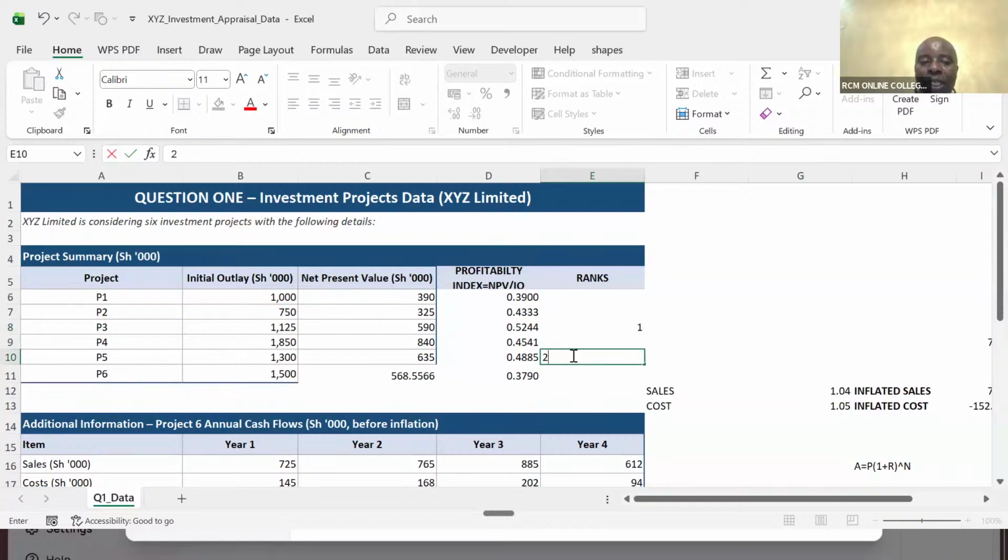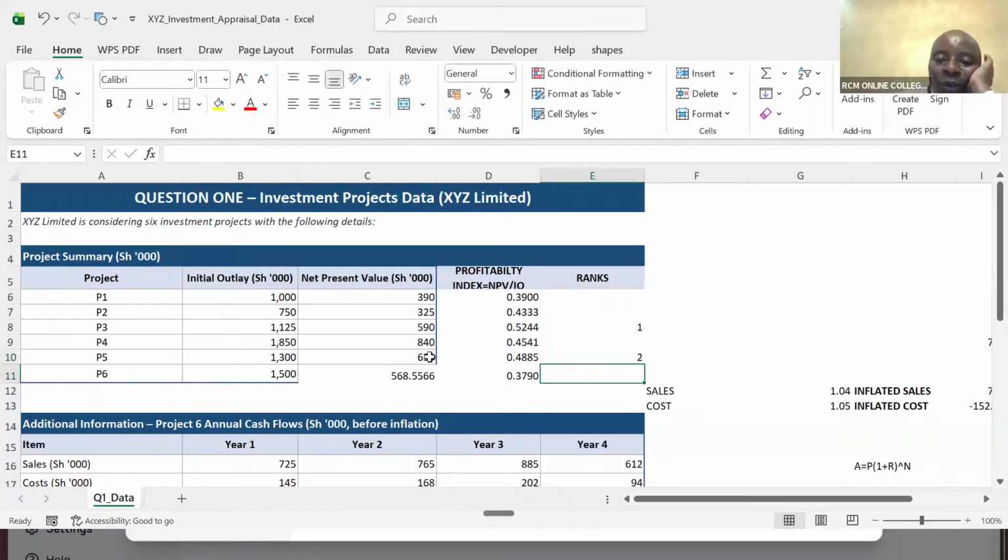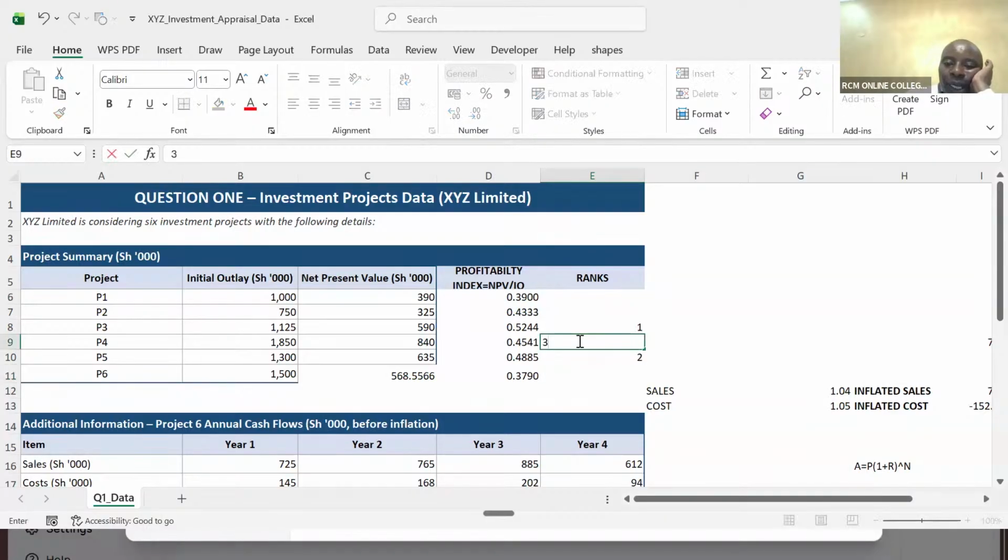So this one is project 5, no problem. After that, ladies and gentlemen, 0.48, I can see the next one is 0.45. This one here takes number 3. And remember, this is project number 4.